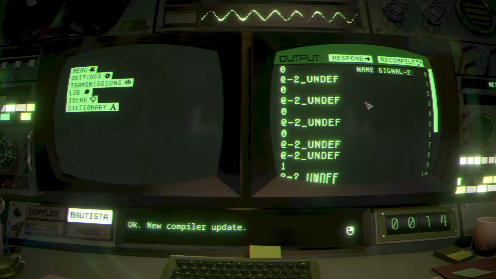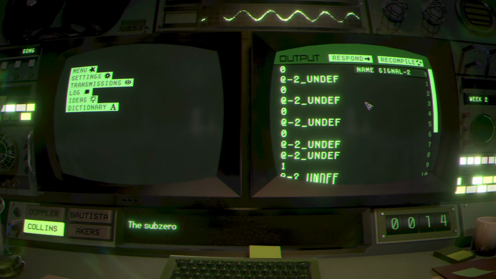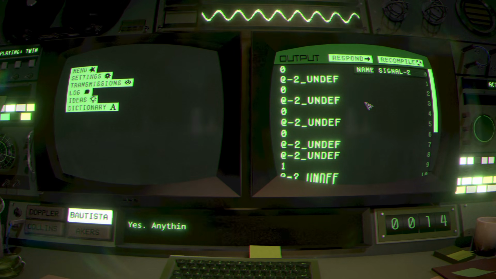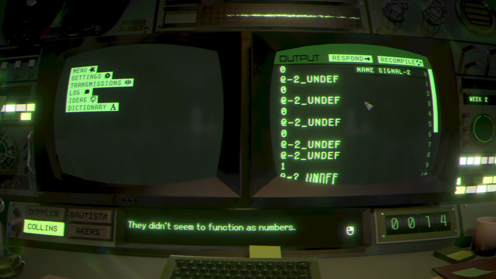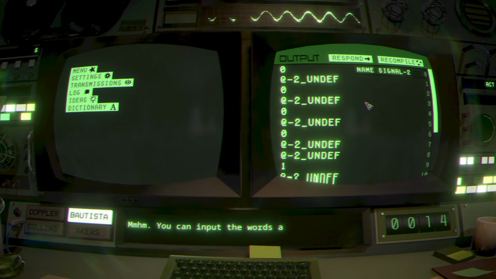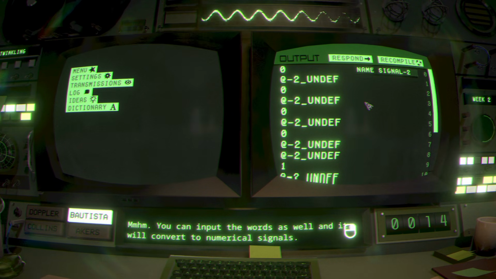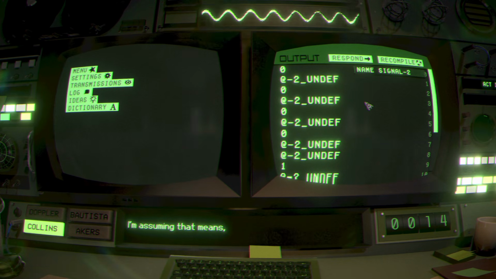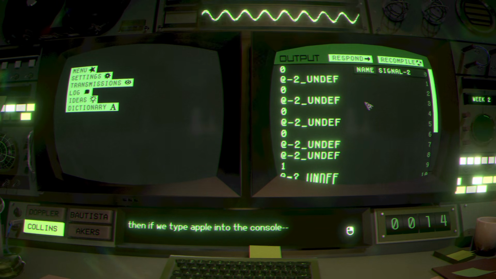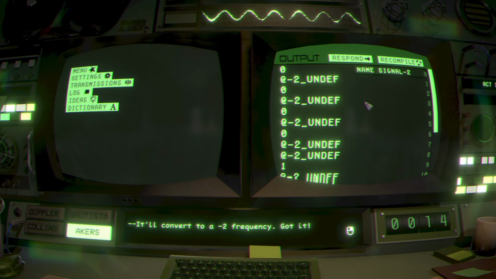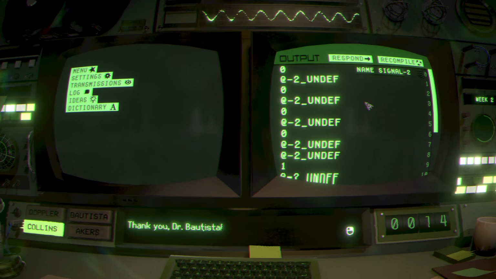Okay. New compiler update. You mind explaining? We can name signals. The sub-zero signals? Yes. Anything below 0 is marked as a word. Oh. They didn't seem to function as numbers. You can input the words as well, and it will convert to numerical signals. Okay, so we can put in words as well. Wait, what? I'm assuming that means if we name signal negative 2 apple, if we type apple into the console, it'll convert to a -2 frequency. Got it. Oh, so we're creating words now. Yep. Thank you, Dr. Bautista.